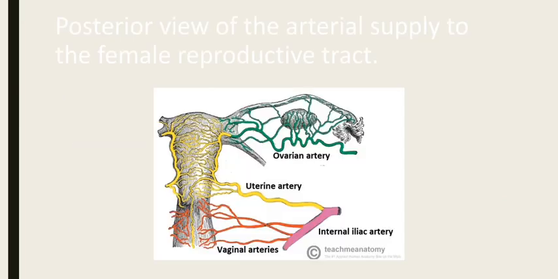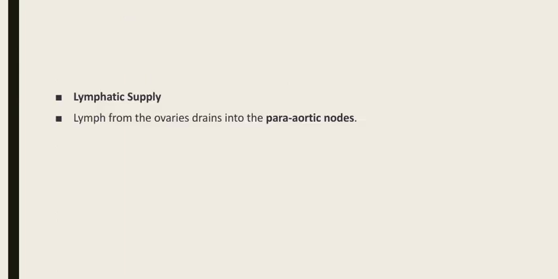Posterior view of the arterial supply to the female reproductive tract. Here we can see the ovarian artery, uterine artery, internal iliac artery and the vaginal arteries. Lymphatic supply. The lymph from the ovaries drains into the para-aortic nodes.